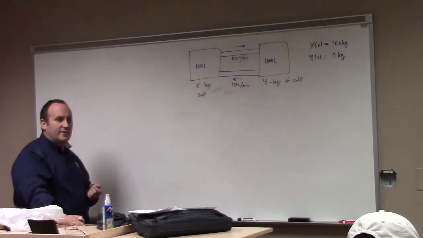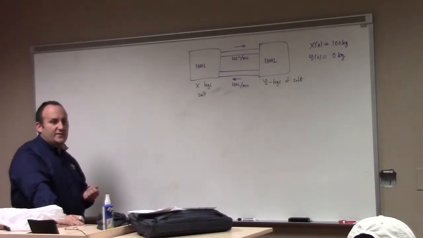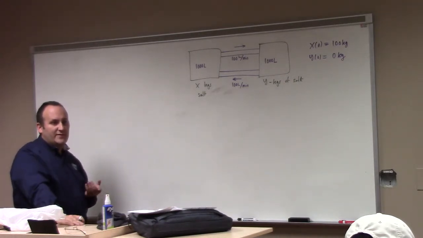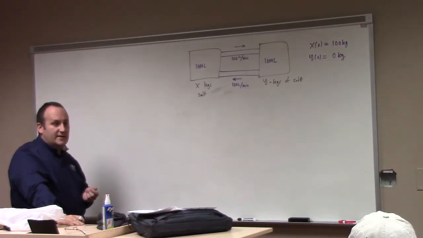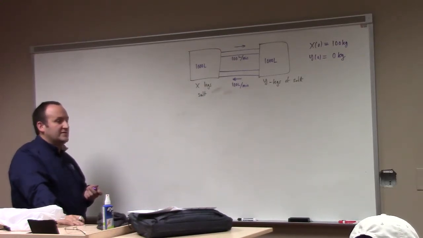I mean, you know what's going to happen, right? It's a closed system, so the 100 kilograms is just going to get mixed uniformly throughout both. Eventually, we'll have 50 kilograms in each, right? How does that play out, though? What's the dynamics of that? We can use differential equations to solve it.